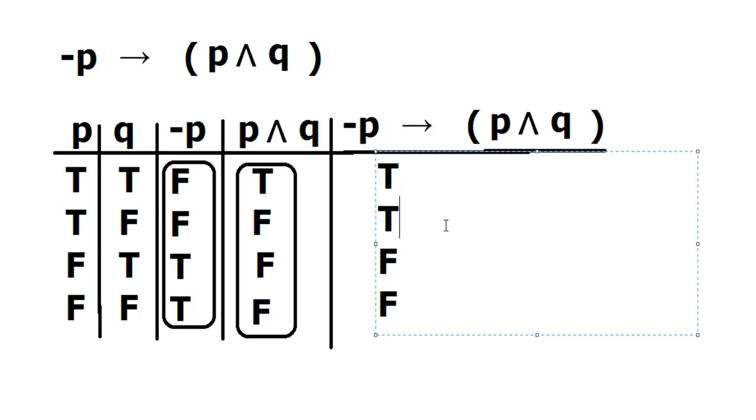Now in this column we have both T's and F's. Such a statement is called a contingency. And in case we had all of these as F, then it would have been called a contradiction.